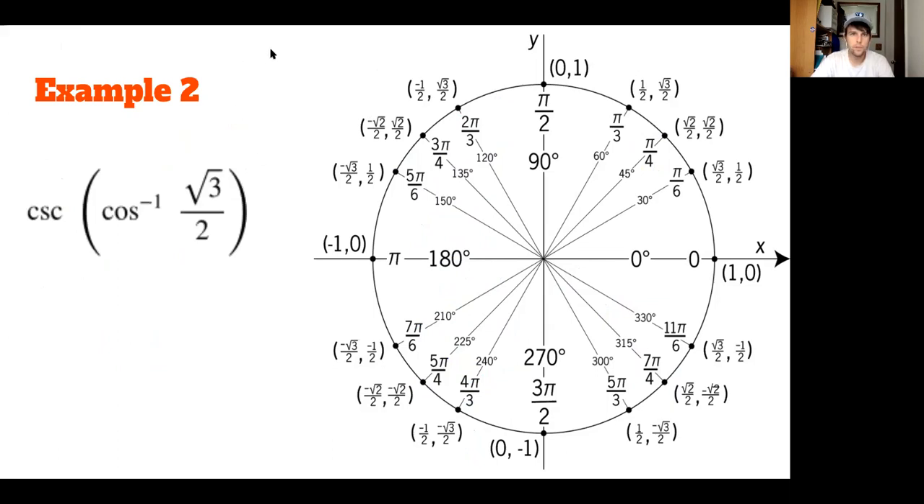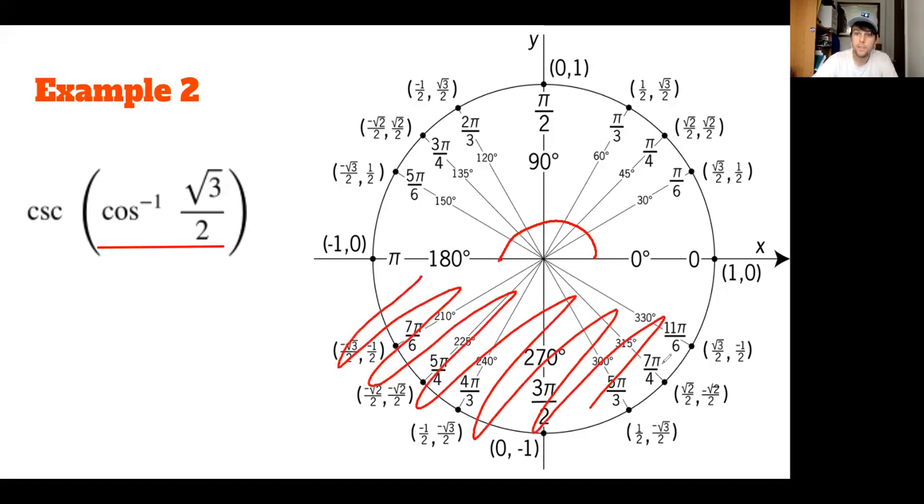All right, example 2. Same thing is going on here. We're looking for what angle is going to have this cosine ratio, then we're going to take the cosecant of it. So I'm looking for the cosine ratio of root 3 over 2. It's cosine inverse, so I'm only looking between 0 and pi. I don't care about this side of my unit circle at all. I'm only looking in this range. I restrict that range anytime I'm using cosine inverse.